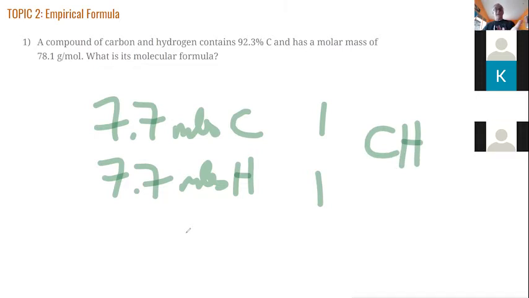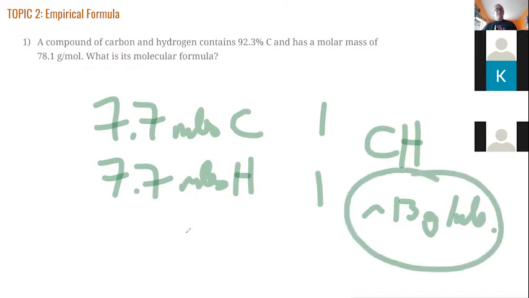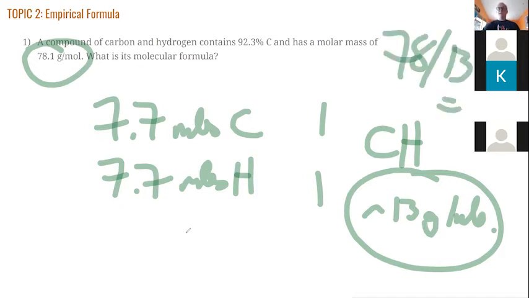And then the empirical molar mass would be around 13 grams per mole. Whenever we did get the molar mass, we would take the molar mass and divide it by this to figure out the actual number of moles, because it could be C10H10 or C20H20. We don't know what it is. This tells us what the ratio is. So if you divide 78 by 13, you get 6. So it's basically the same bit of information.